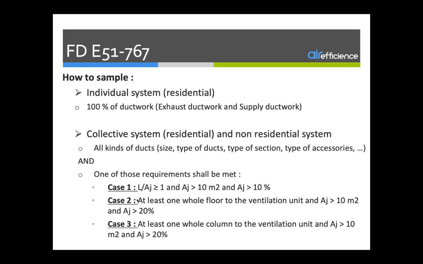And the last case, case 3, at least one wall column to the ventilation unit and surface area higher than 10 square meter and higher than 20% of the total surface area of the system.